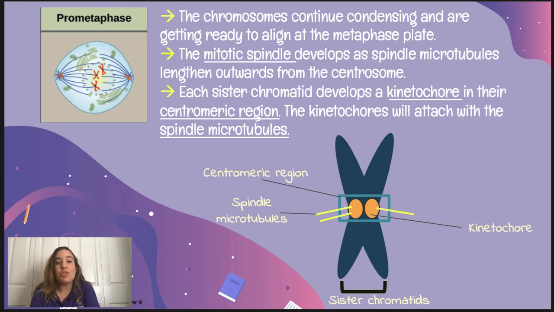In prometaphase, the chromosomes continue condensing and are getting ready to align at the metaphase plate. The mitotic spindle develops as spindle microtubules lengthen outward from the centrosome. Each sister chromatid develops a kinetochore in their centromeric region, and kinetochores are attached to the spindle microtubules.